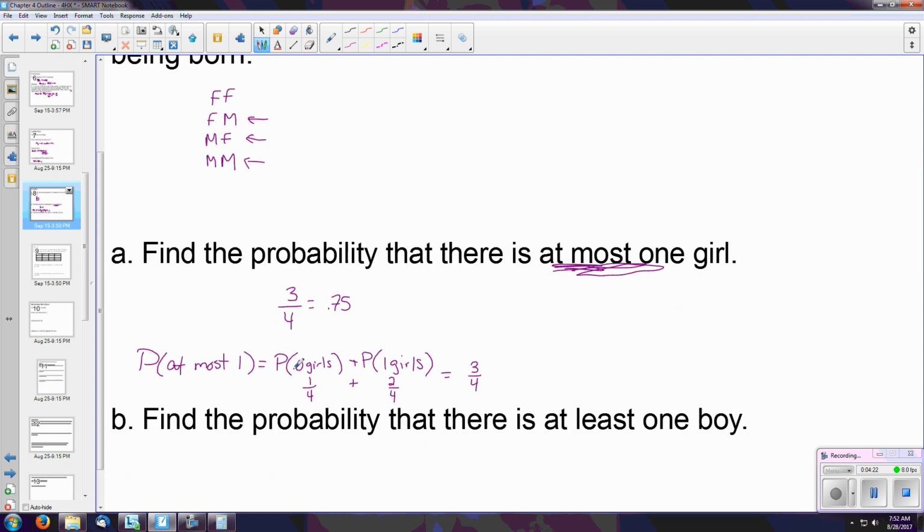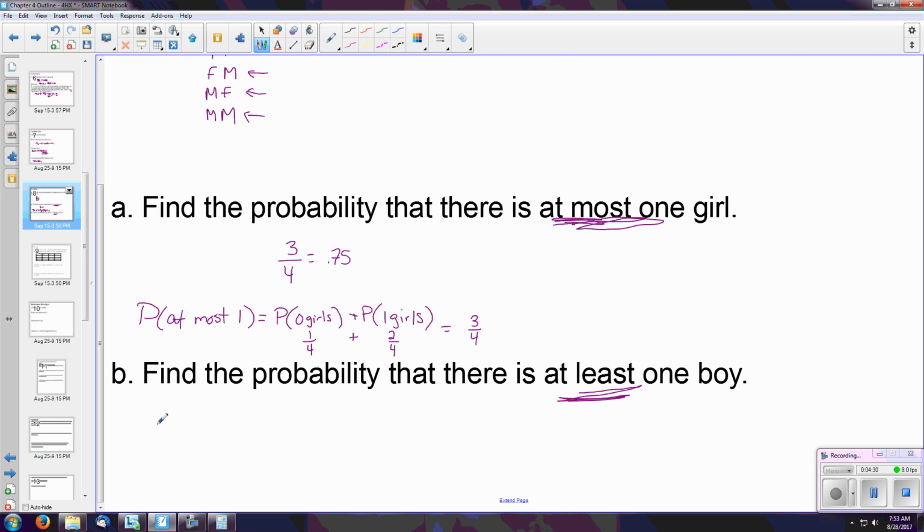What about finding the probability that there is at least 1 boy? So same thing as before. At least, however, means from that value or higher. So the probability of at least 1 boy is equal to the probability of exactly 1 boy plus the probability of exactly 2 boys.